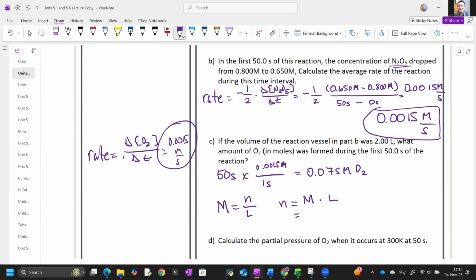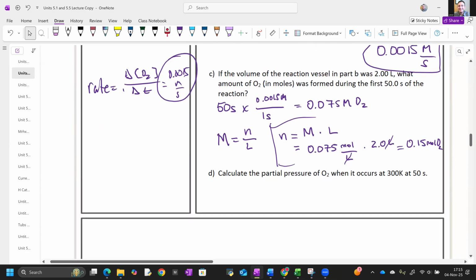We know the concentration of O2 at time 50 seconds is 0.075. What does molar mean? It means moles per liter. And then we're going to multiply that by the volume, which is 2.0 liters. And then what we notice is liters cancel, and we're left with the unit mole. And so this gives us our answer, 0.15 moles of O2. And that's how we get that. And so we had to apply a couple things, but that's not anything scary.